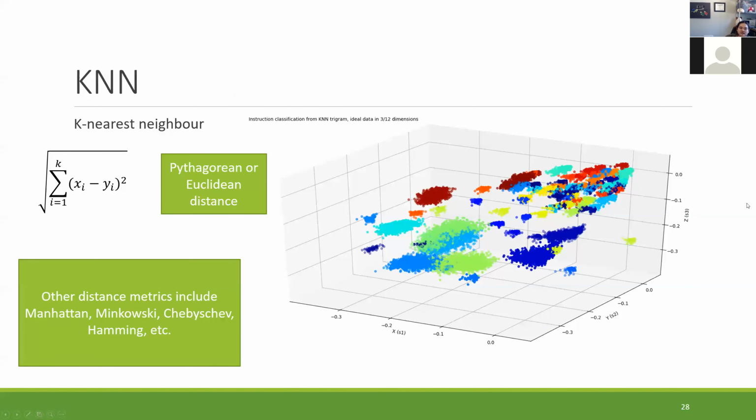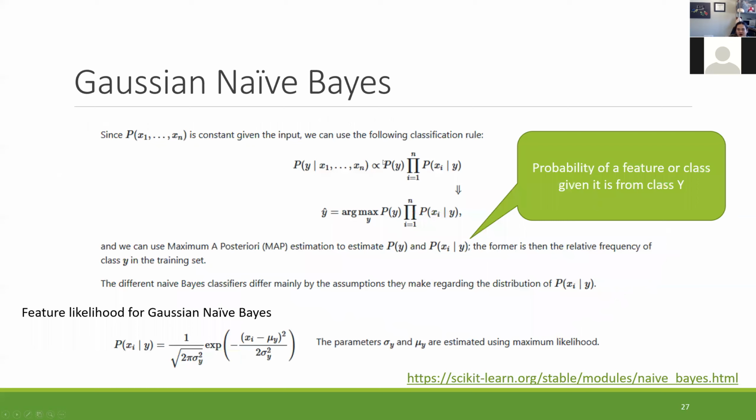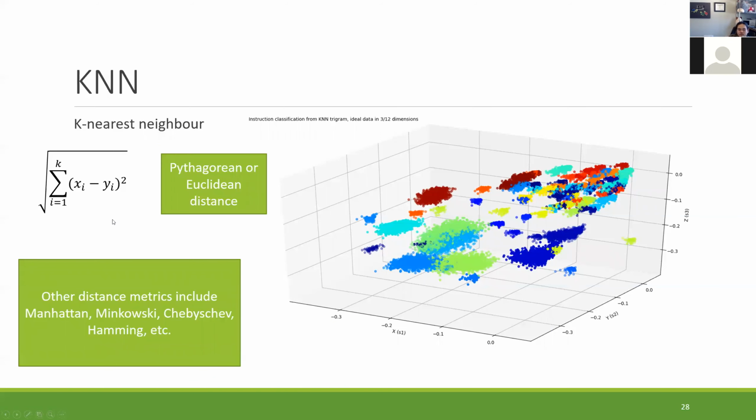So let's go to KNN now, K nearest neighbor. So what is this, right? This is me classifying a bunch of different instructions. And you can see clusters forming, and this is not K clusters, but you can see that the clusters are forming. Things that are close together are assumed to be of the same class, okay? The same Y in this example.